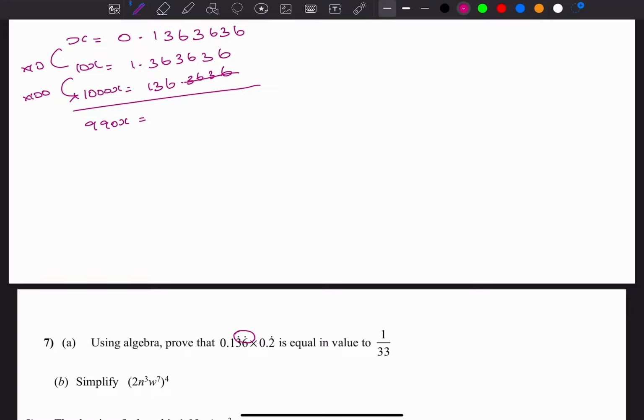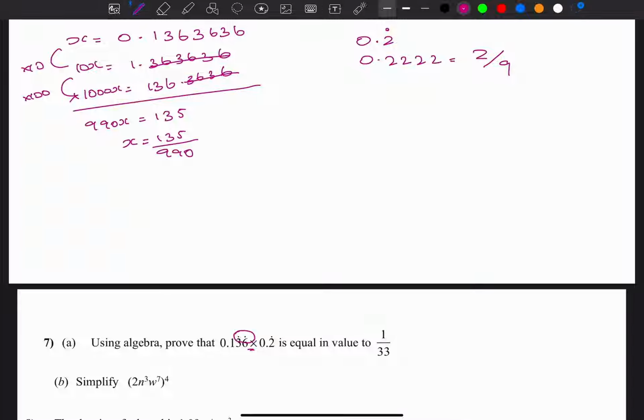Subtract: 1000x take away 10x is 990x, equals 136 take away 1, which is 135. X is 135 over 990. Because it's a non-calculator paper, you don't need to simplify it. Leave it like that for now. 0.2 recurring is technically 0.222. You don't need a method on this one. You would already know the answer is 2 over 9.